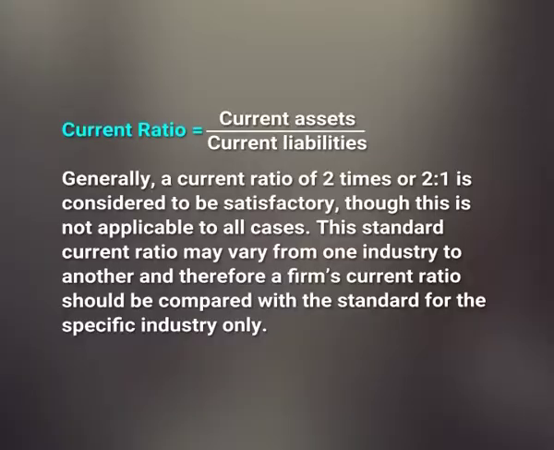Now, this ratio is calculated as current ratio is equal to current assets divided by current liabilities. Generally, a current ratio of 2 times or 2:1 is considered to be satisfactory, though this is not applicable to all cases. This standard current ratio may vary from one industry to another, and therefore, a firm's current ratio should be compared with the standard for the specific industry only.